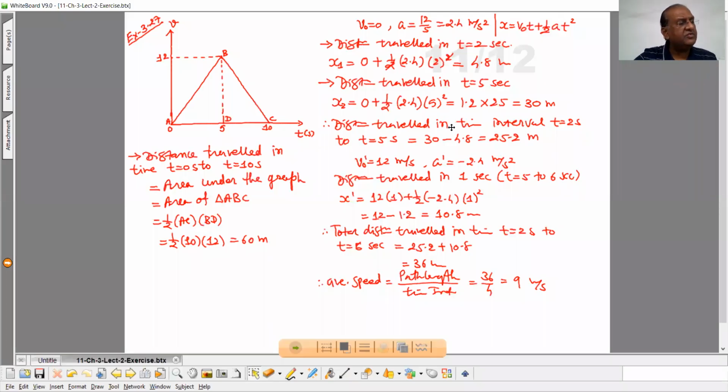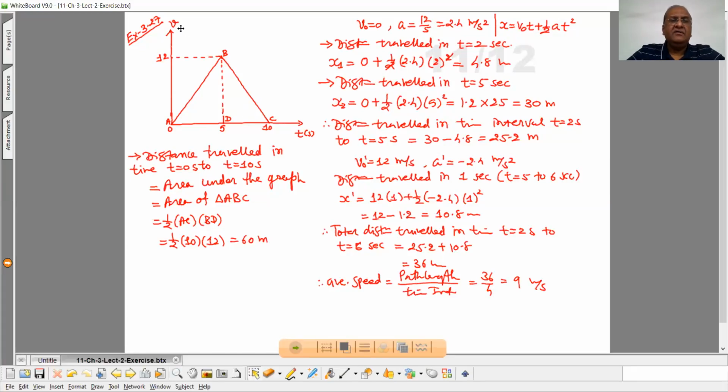Example 3.27. The speed time graph of a particle moving along a fixed direction is shown in the figure. Obtain the distance traversed by the particle between A, t equal to 0 second to t equal to 10 seconds. B, t equal to 2 seconds to 6 seconds. Part 1, question A, that is a simple one.